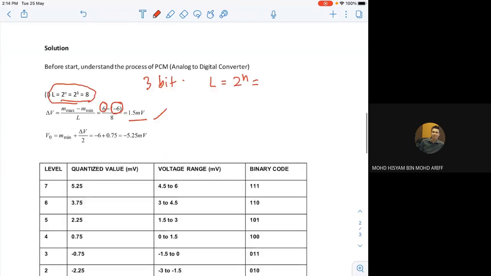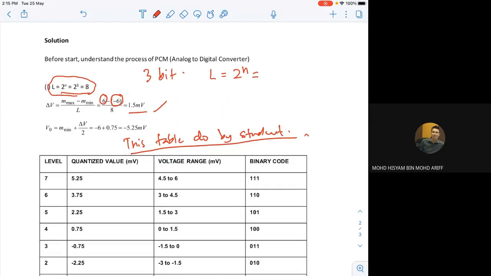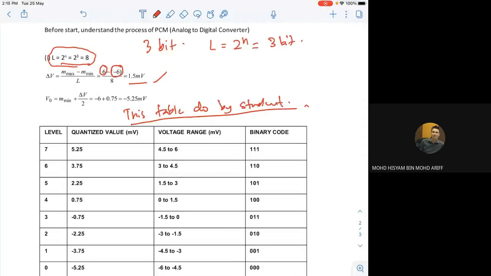But when you want to assign levels, normally we don't give this table. This table is done by the student. Actually we don't give it to you. You must know, for 2 power of n equals 3 bit, how many logical bits I got. Remember the truth table, something you learned last time in digital.